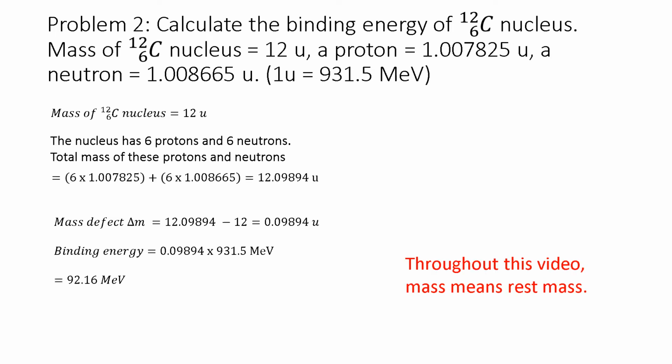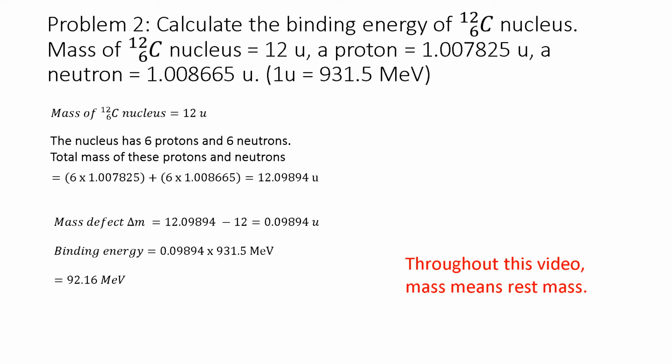The mass of a carbon-12 nucleus is 12 unit. The nucleus has 6 protons and 6 neutrons. So the total mass of these protons and neutrons is 6 × 1.007825, which is the mass of a proton, plus 6 × 1.008665, which is the mass of a neutron. This gives us 12.09894 unit.